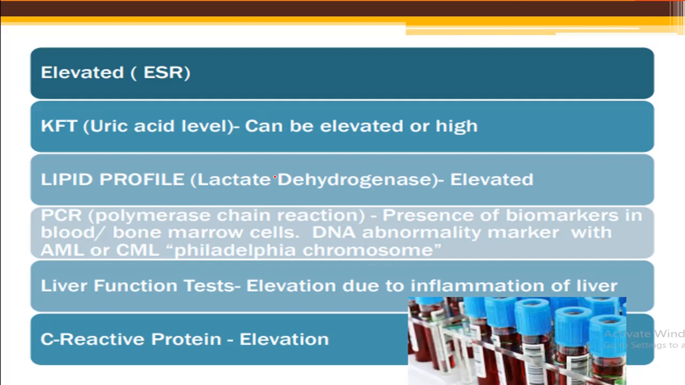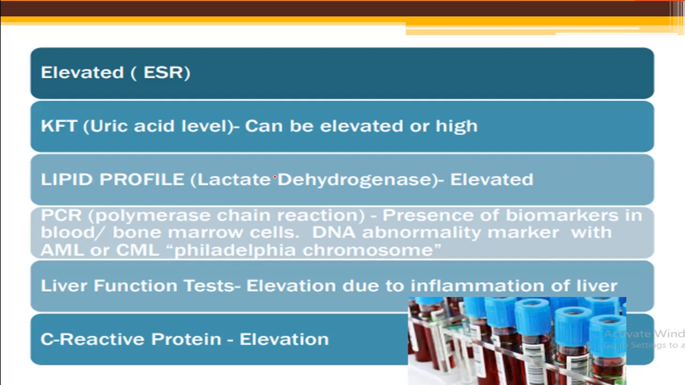Your polymerase chain reaction, there's a presence of biomarkers in the blood and bone marrow cells. Okay, ito yung tumor marker niya. Sa DNA naman, checking or cytogenetic test, there is an abnormality marker. Example of this is your AML and CML. Meron siyang abnormal chromosome called the Philadelphia chromosome. Okay, we will discuss later about the Philadelphia chromosome.